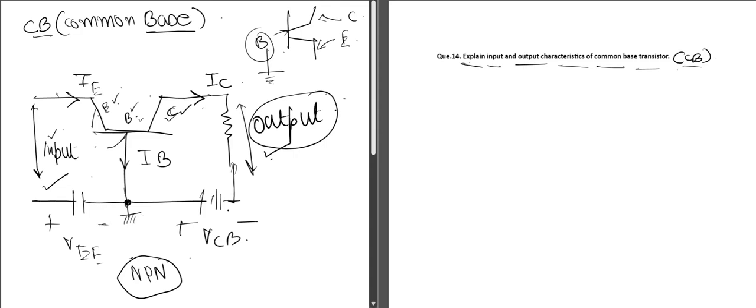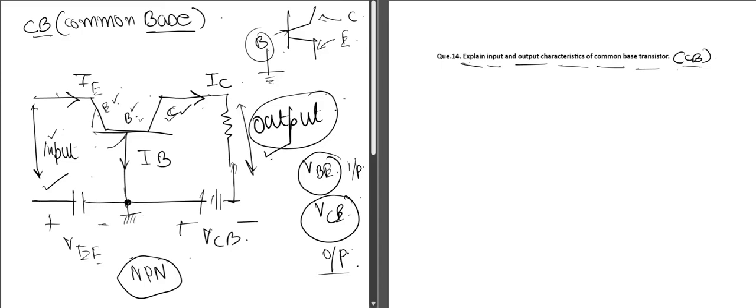The input voltage is denoted by V_BE, which is the voltage between base and emitter, and the output voltage is denoted by V_CE, which is the voltage between the collector and emitter. This is the input voltage and this is the output voltage.